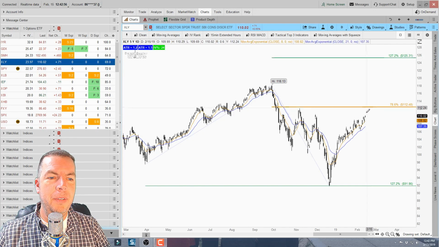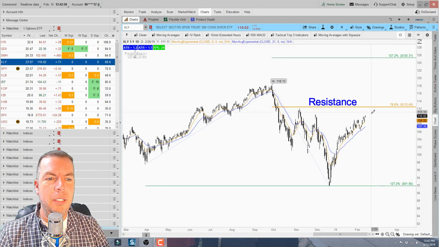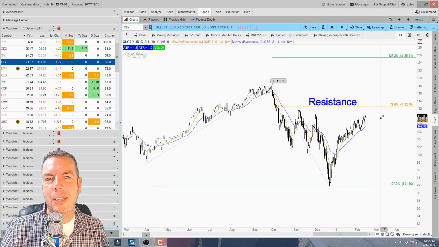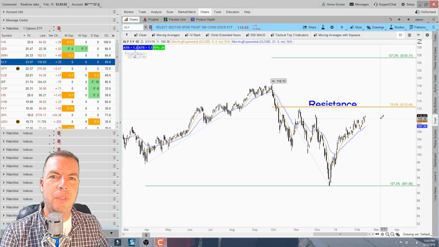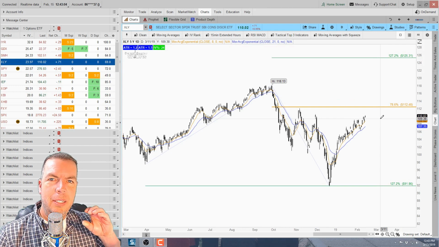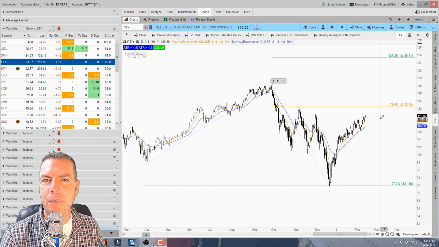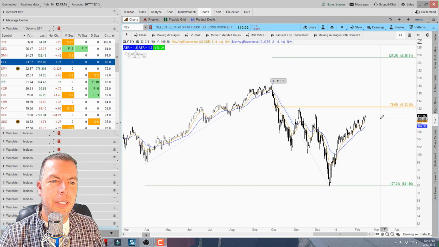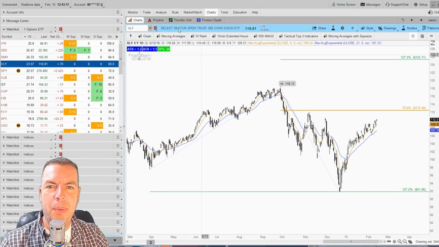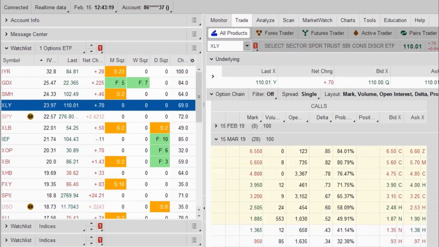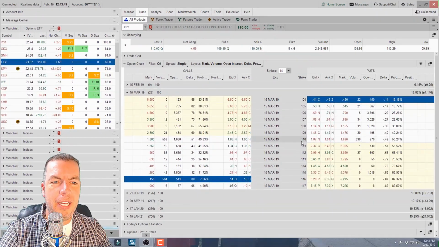So we're looking at a little bit of resistance right in this level, and so we're looking at selling an iron butterfly because we hope that this stock is going to trade in a range there. So let's go ahead and look at what we can get for selling an iron butterfly in this ticker symbol. To do that, we're going to come right up in here to the trade tab. So we're going to come in here and sell that iron butterfly.